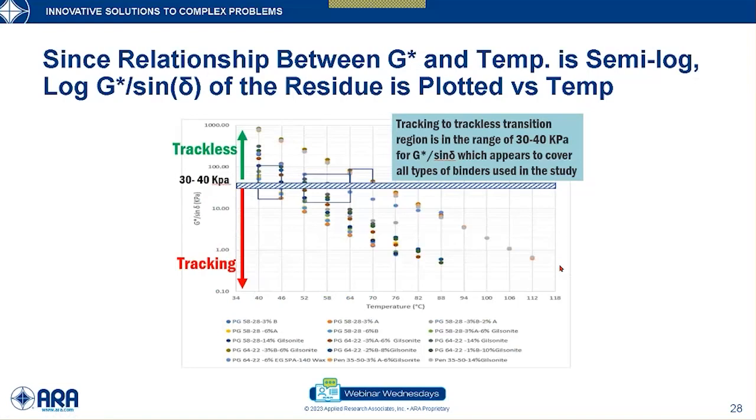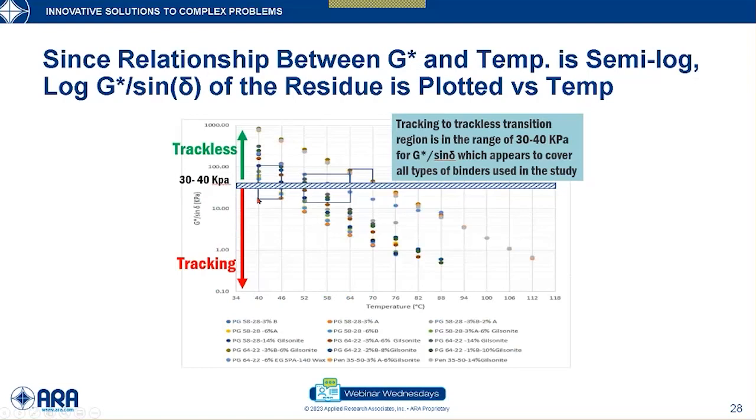To express it more clearly, I made a semi-log plot, since the relationship between G*/sin delta, the stiffness of the binder, and temperature is semi-log. Now you can see all the trackless temperatures give you a very narrow region. And for this case, for all the modified binders used, it is 30 to 40 kilopascal.